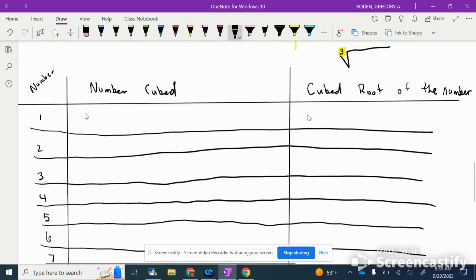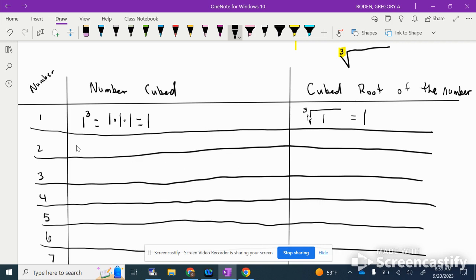Now we're going to do this. So we have 1 cubed, or 1 to the third power, is equal to 1 times 1 times 1. Well, that's easy. 1 times 1 times 1 is 1. So the cubed root, so remember we have to put a little 3 right here to show it's a cubed root, of 1 is equal to 1. The cubed root of 1 is 1, because 1 times 1 times 1 is 1.